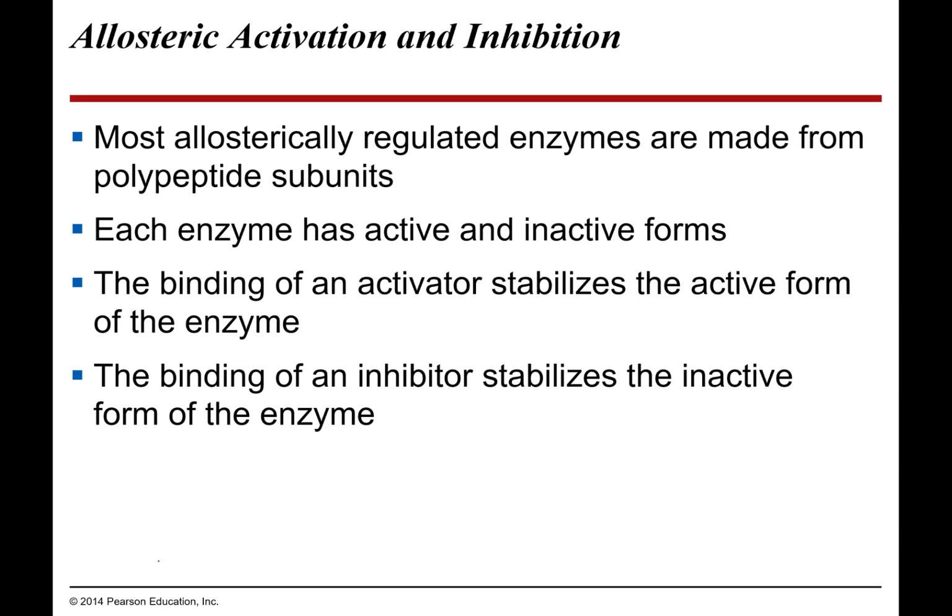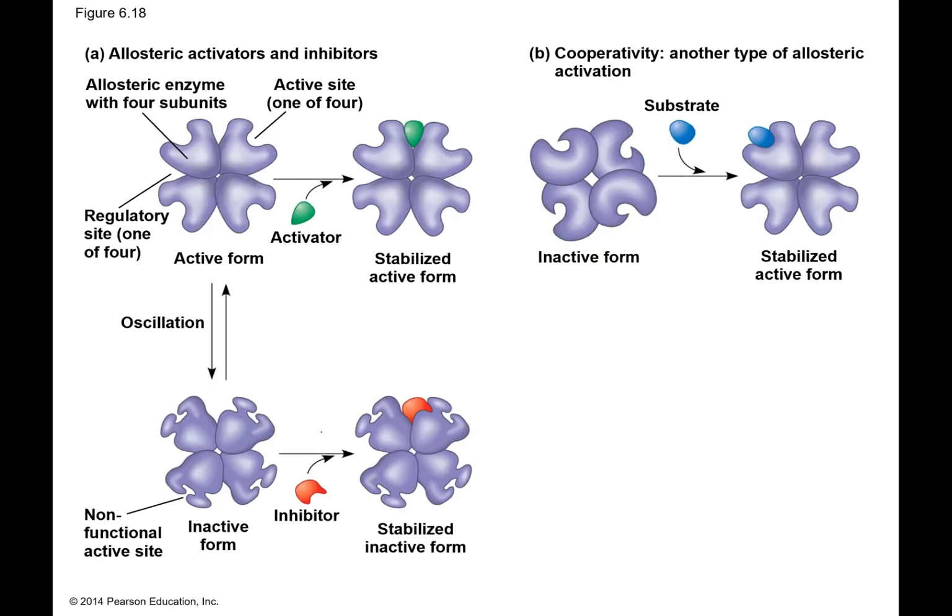So inhibitor and/or activator molecules bind to an allosteric site on the enzyme and help to turn it on or turn it off. So there are active forms of enzymes and there are inactive forms of enzymes. We'll look at a picture here to better explain all of this.